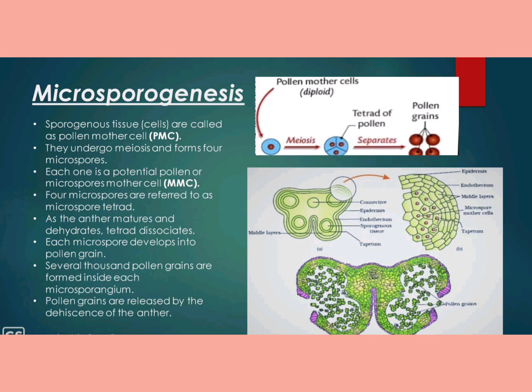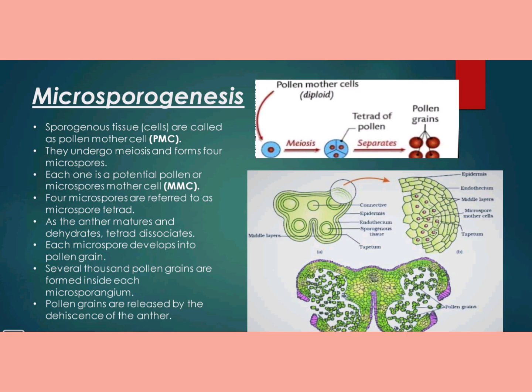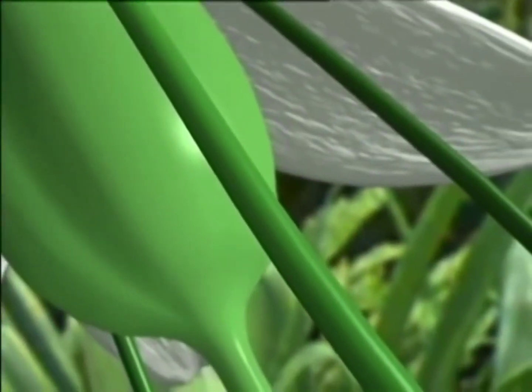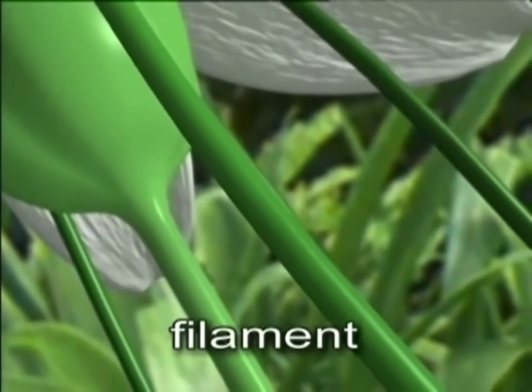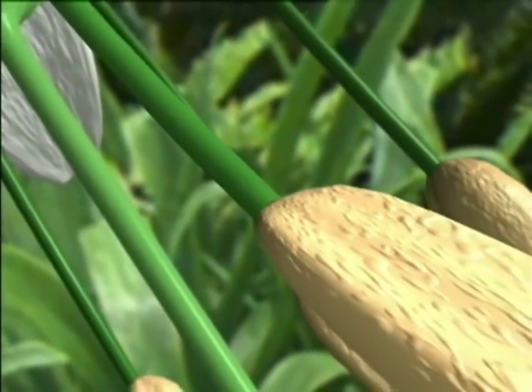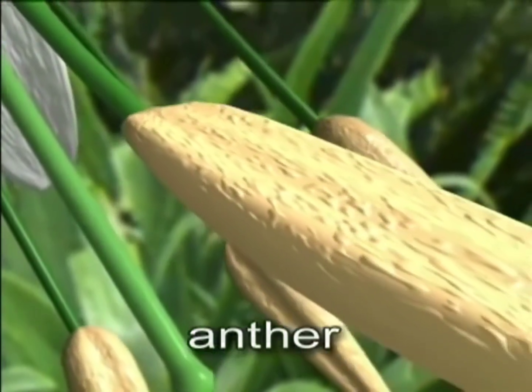As the anther matures, it dehydrates and the tetrad dissociates into pollen grains. These pollen grains are then released outside by the dehiscence of the anther. Let us see how the microspores are synthesized. We can observe the stamen. This is the thin filament. This is anther.